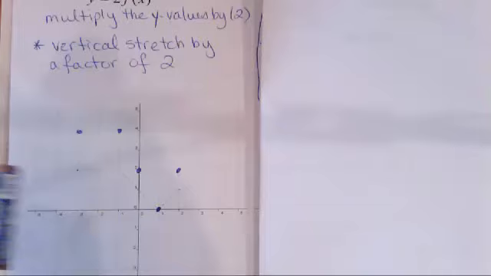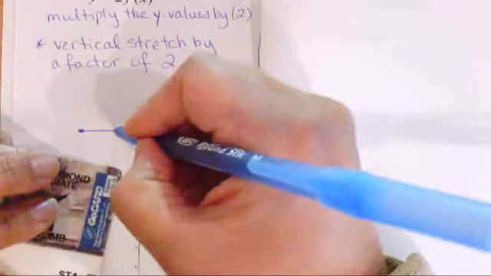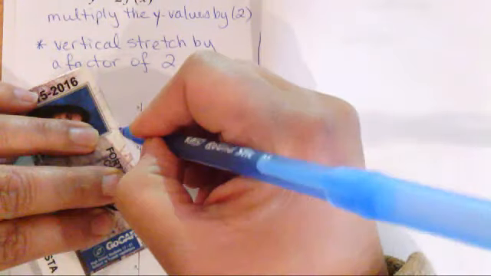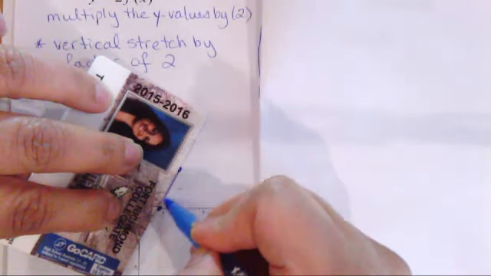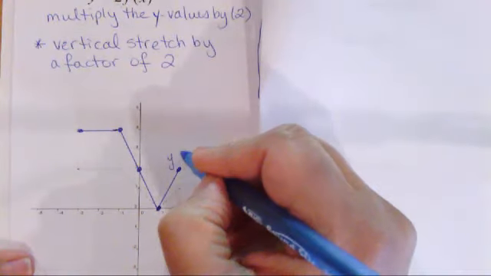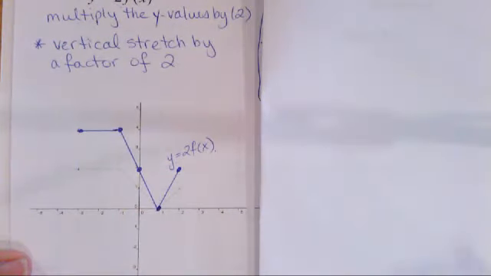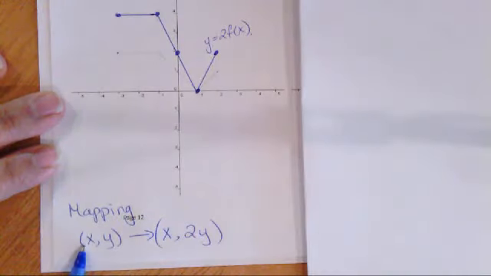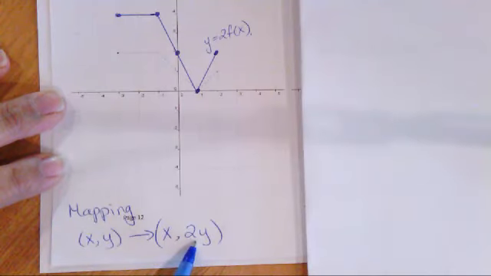And now I can grab my straight edge and I can connect the dots. Okay, so this is now our newly drawn y equals 2 f of x. All right, and if we look at mapping notation here, our mapping for this is going to be, there's no changes applied to my x, there's only changes applied to the values of y, and they're multiplied by 2. So that's what the mapping notation looks like.